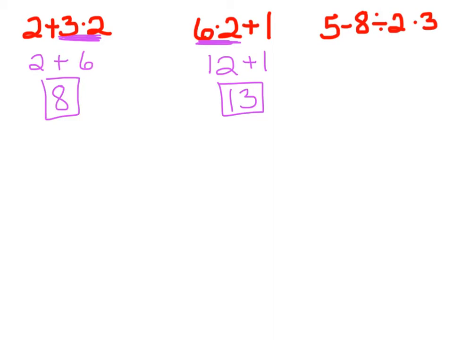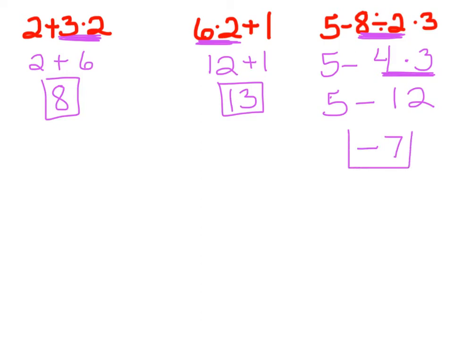But that's wrong. In this case, left to right works, but that's just because of the way it's written. In this case, PEMDAS says multiplication and division, so we're going to start with the division and go left to right. So we're going to say 5 minus, and then 8 divided by 2 is 4 times 3. Now we're going to do this multiplication, because you do it left to right. So now we have 5 minus 12, and 5 minus 12 is negative 7.